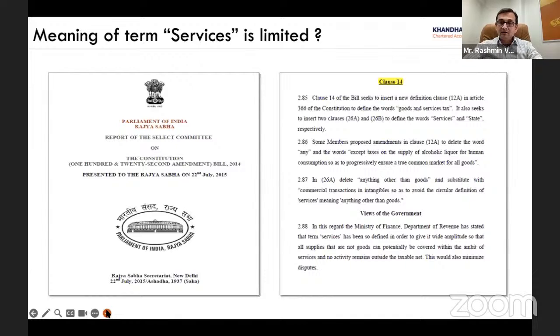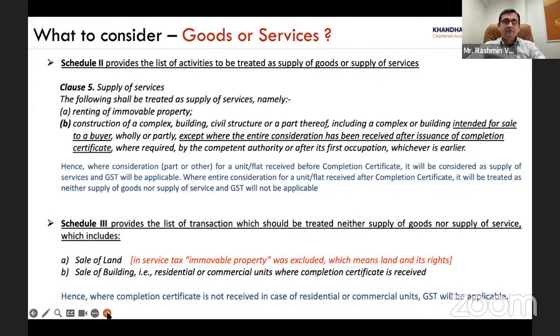Now, this is what the thoughts of government were at that point of time, and these are the thoughts of government now. Why this discussion about anything other than goods? Because the larger perspective is whether the transfer of development rights, or transferable development rights or FSI, are taxable within the purview of GST or not. That is something we'll discuss. So having built a preamble about that, we'll jump directly into the law proper.